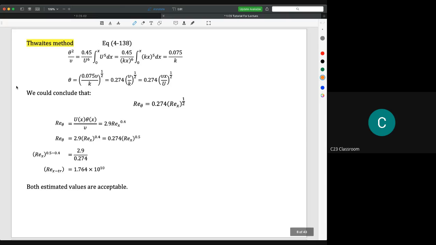And then if we make another calculation, let's say we try to use the Thwaites method. The Thwaites method is another method for us to get the value of theta. So why do we need to get theta? Because we want to calculate the value of Reynolds theta. The equation for Reynolds theta is U times theta over nu. In the previous calculation we got theta by using the idea of Falkner-Skan, but now we are trying to get the value of theta by using the idea of Thwaites.